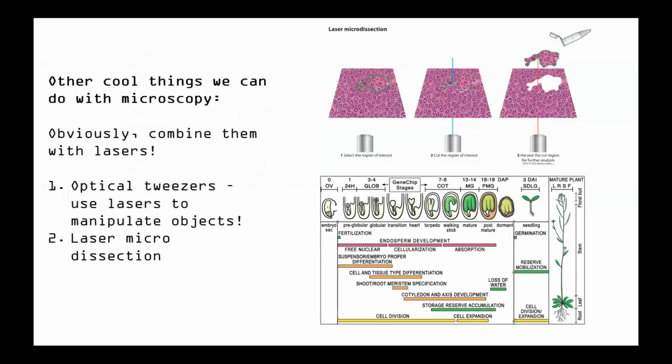That idea can also be used to dissect very small areas. So you can see here, you can select a region we're interested in, go ahead and cut it out right along the lines, take it, put it in a tube, whatever else we want to do with it. This is a plant development timeline. We can also use this to dissect out very small parts so that we can analyze things like gene expression all throughout development. So this is a very cool thing that we can use microscopies in conjunction with lasers.